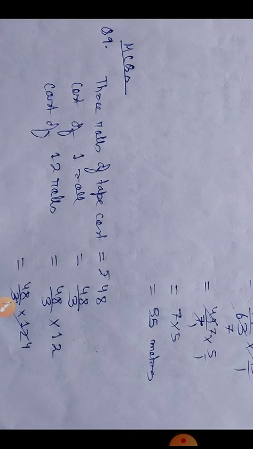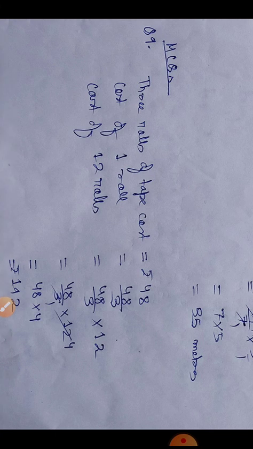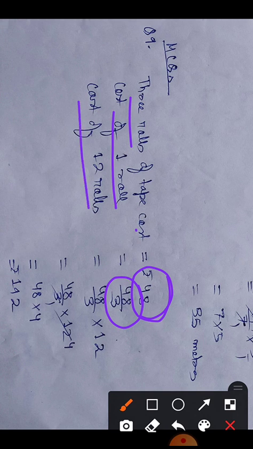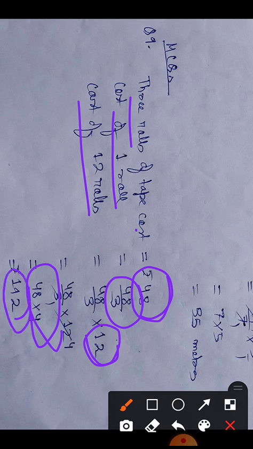See the question number 9. In the question number 9, 3 rolls of tape cost rupees 48. Cost of 1 roll is 48 by 3. Now cost of 12 rolls will be 48 by 3 into 12. Now try to reduce 3 and 12. 3 1s are 3 and 3 4s are 12. Now 48 into 4 you will get 192 rupees. So 192 rupees will be the cost of 12 rolls.